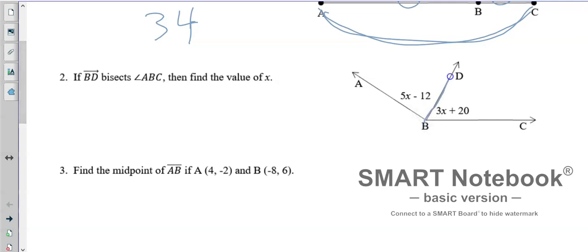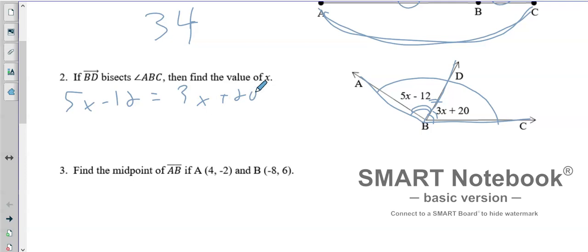All right, BD, it bisects ABC. So here's BD, it is a bisector. That means this angle, ABC, this whole angle is being cut in half, which means that this angle here is going to be equal to that angle here because it is being bisected, cut into two equal parts, which literally means this one equals that one. So we just write 5x minus 12 is equal to 3x plus 20.